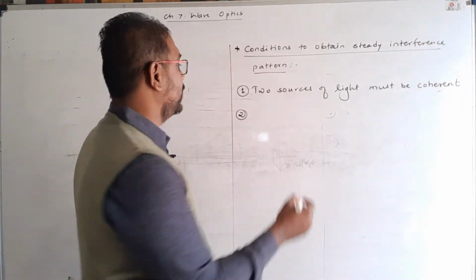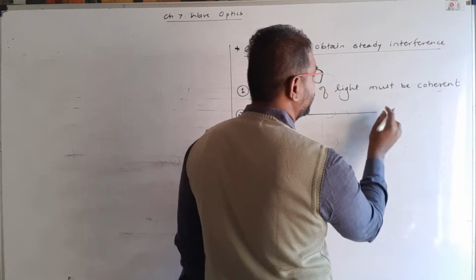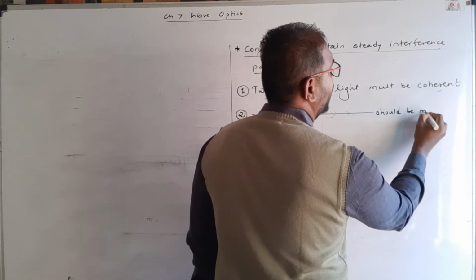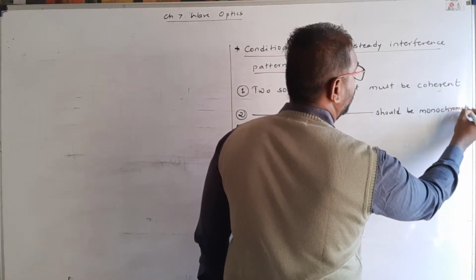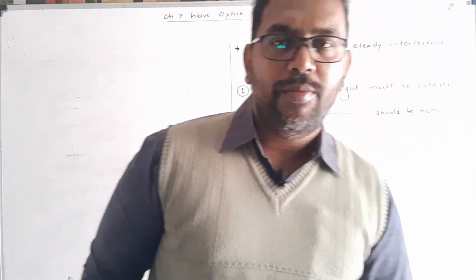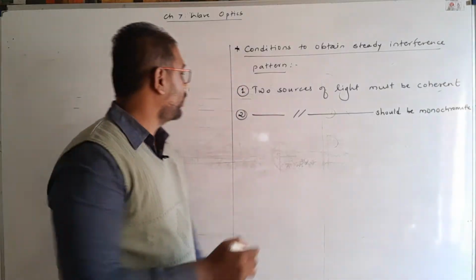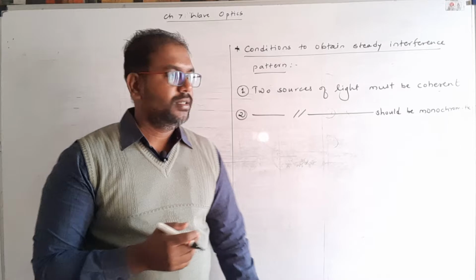The second condition is two sources of light should be monochromatic. Two sources of light should be monochromatic. Monochromatic means having a single wavelength.